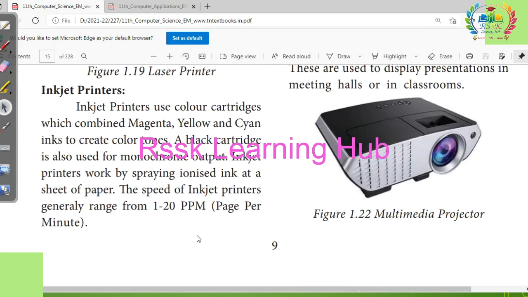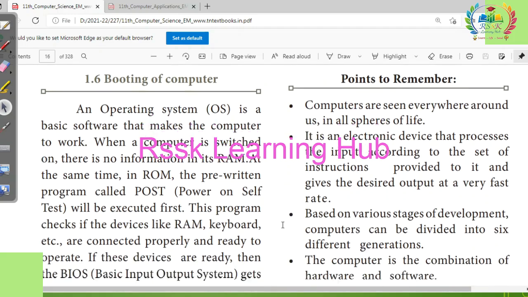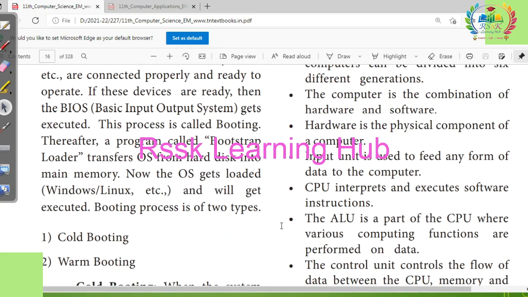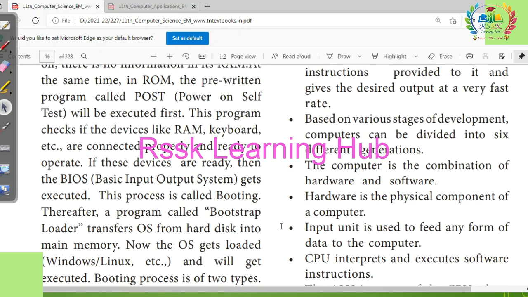Up to this point we saw the various components of your computer, and next is how to boot your computer. There are two methods of booting: one is cold booting, another is warm booting. First of all, we need to know what booting means. Booting means checking whether the device is ready to be executed and ready to produce your output. That is called booting.